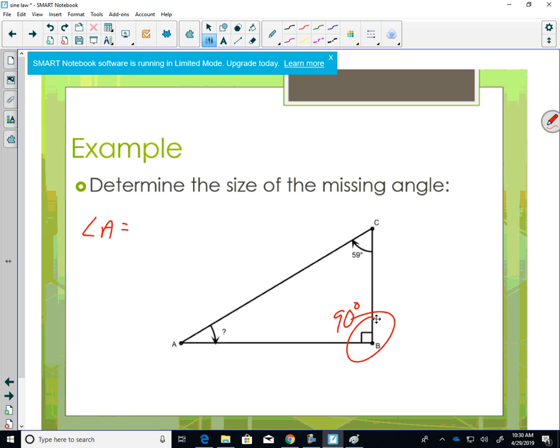Okay, so what is angle A here? Angle A is going to be 180 minus, this one is 59. This one down here is 90. 180 minus 59 minus 90. I get 31.